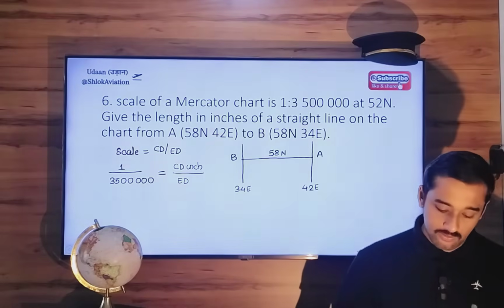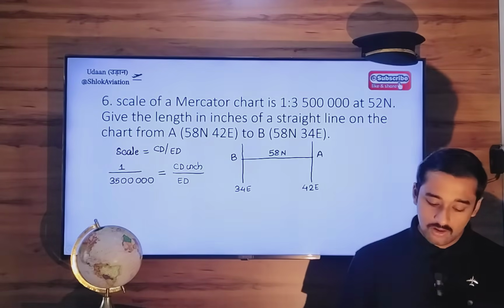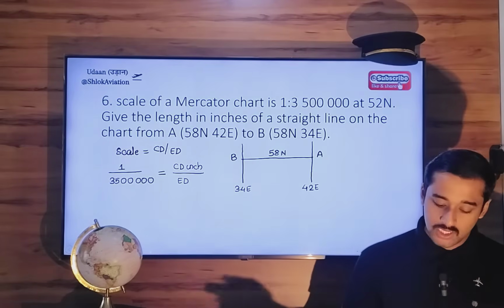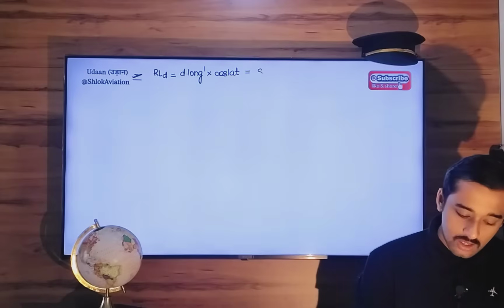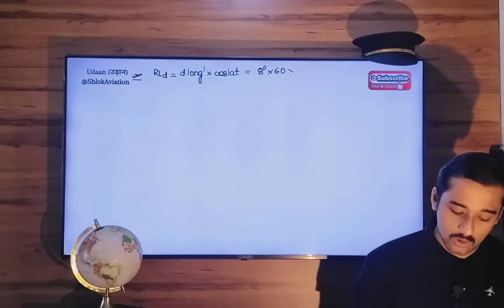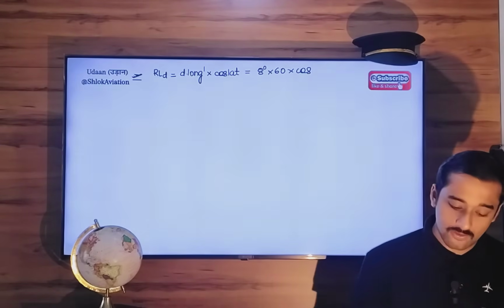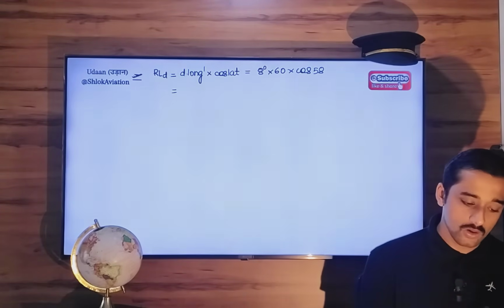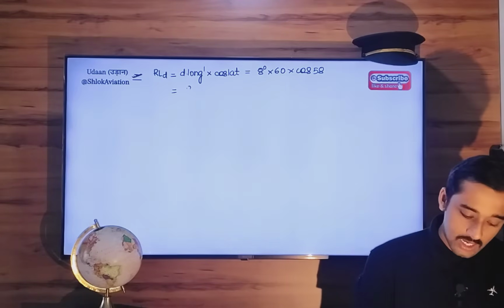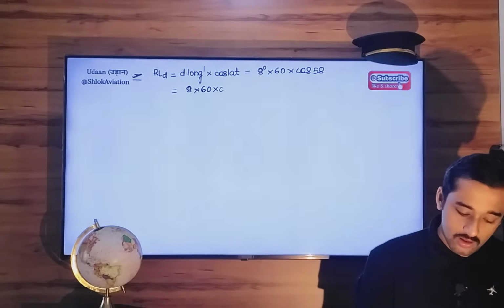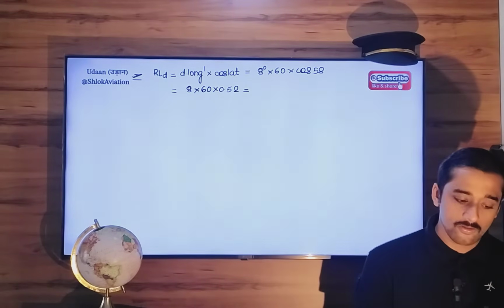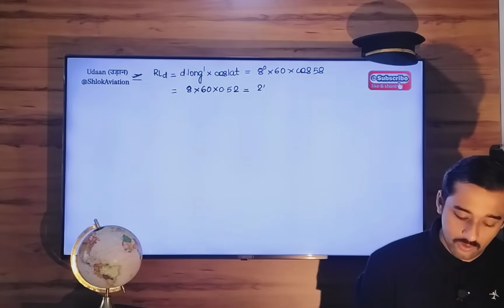What is D long? The difference between these two longitudes is 42 minus 34, 8°, right? Same hemisphere, subtract. So 8° into 60 minutes into cos 58. So 8 cos 58 is equal to 0.52. So 8 into 60 into 0.52 equals 254.36 or 254 nautical miles.